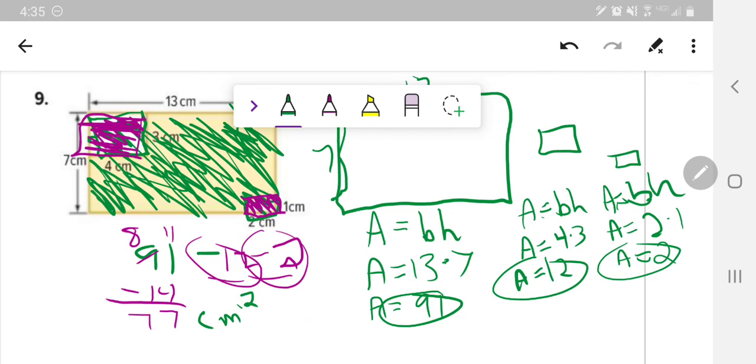Okay, so if there's a hole in a shape, you can find the area of the complete shape and then subtract the area of the holes. All right, hopefully that was clear.